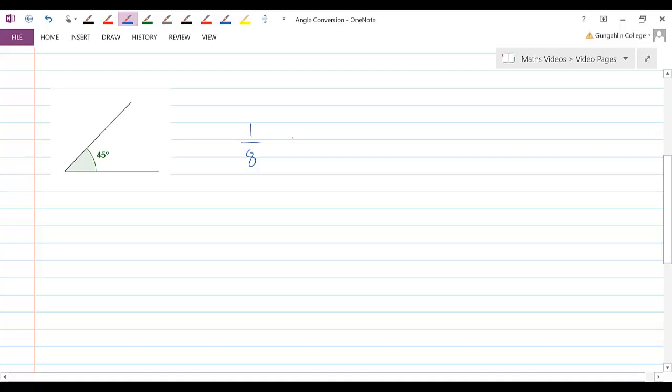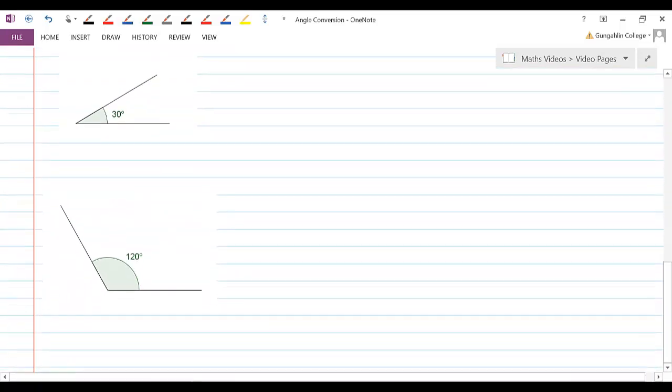Or in other words, 45 degrees is 1/8 of 360 degrees. And we know that 360 is the same as 2 pi radians. So what we're going to do is replace that 360 with a 2 pi. And then we can get that this is going to be pi on 4 radians. Okay, so that's going to be slightly less than 1 radian.